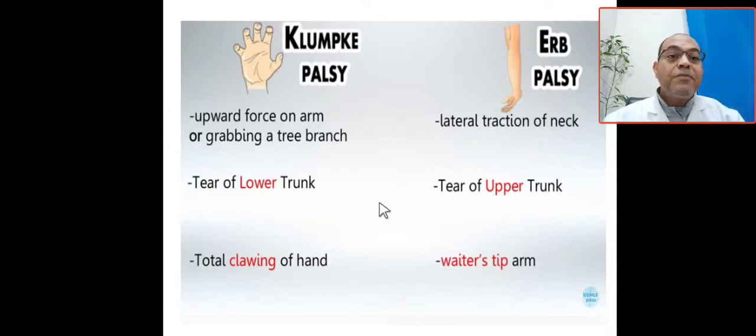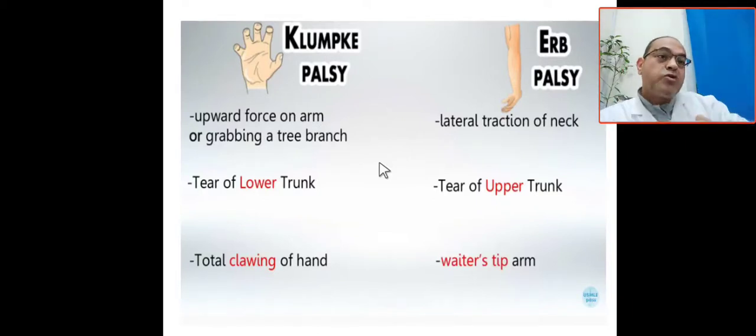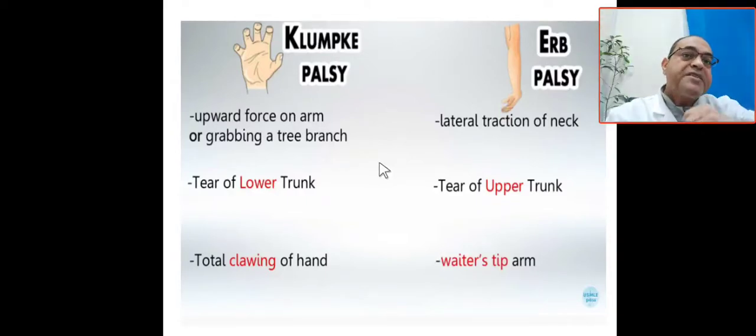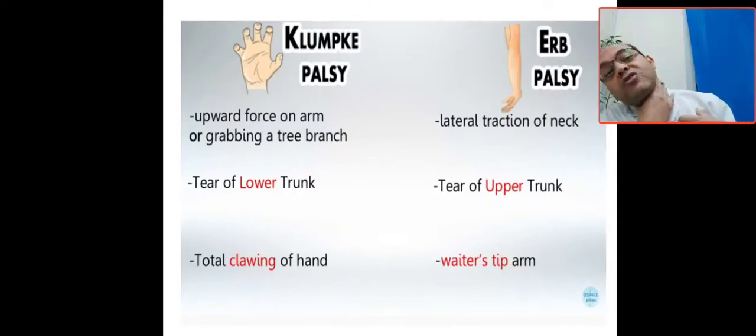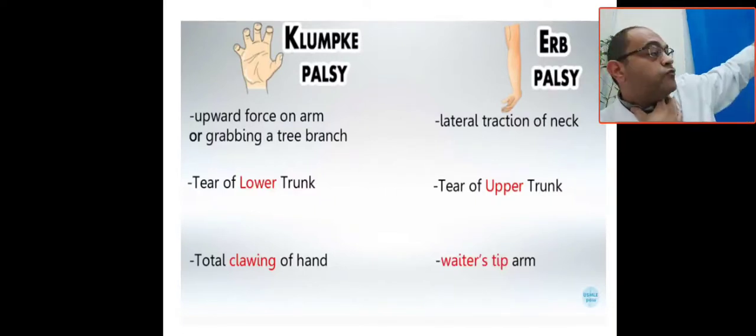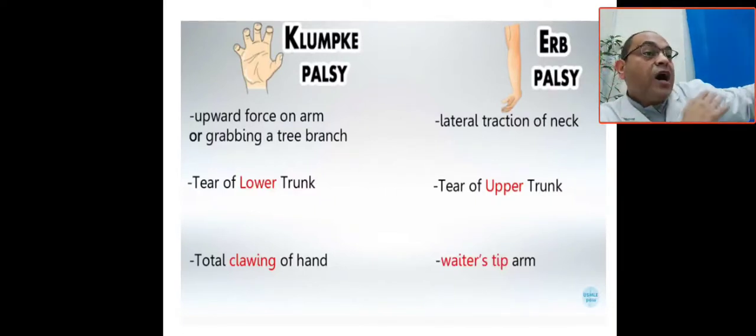The lesion, when will it happen? Upward force of the arm, upward during a delivery, or shoulder dystocia. The one who will actually pull the baby will apply upward force on the arm, like grabbing a tree branch. But in Erb's, it is lateral traction of the neck. So Klumpke's will be the traction, upward force from the arm.